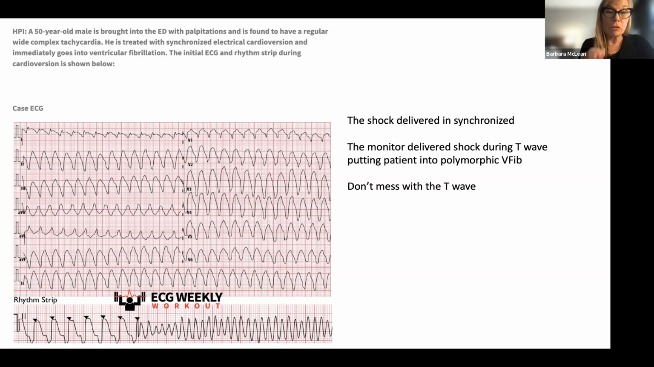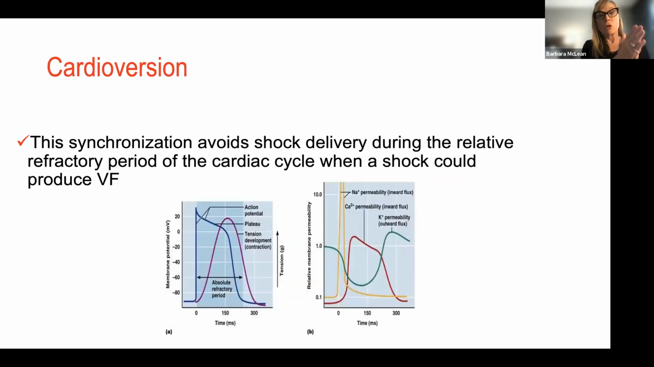Just leave the T wave alone. That's a time when your ventricles are going to be very susceptible to an electrical depolarization. So always reminding ourselves that we want to avoid synchronization that fires during the T wave. The T wave is a period of time that we actually say is relatively refractory.